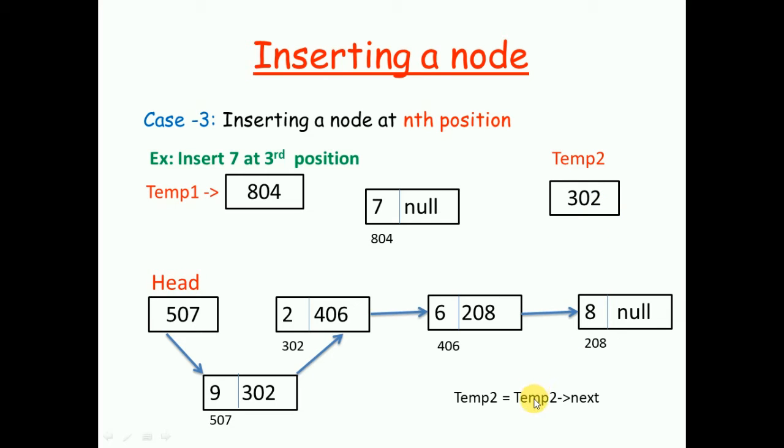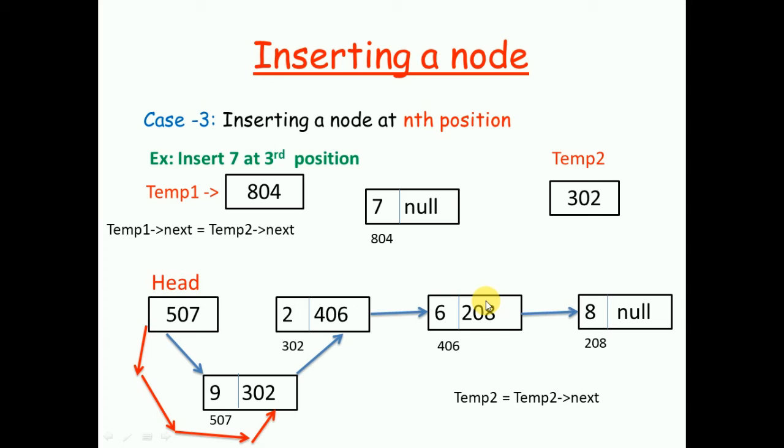Then we'll again continue with the loop. What is 302 dot next? 302 dot next is 406. So yes, it will only loop one time. 302 will not become 406, because it will traverse only one time, because I have already mentioned that 3 minus 2 is 1, so our loop will continue only one time. Okay, so we'll traverse from head node to this node. Okay, we are reaching temp2 as 3.